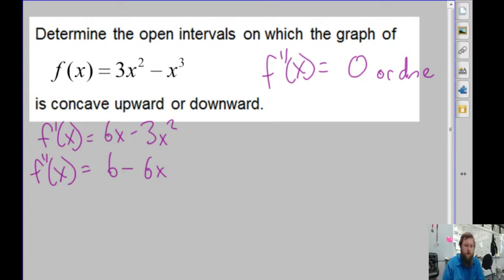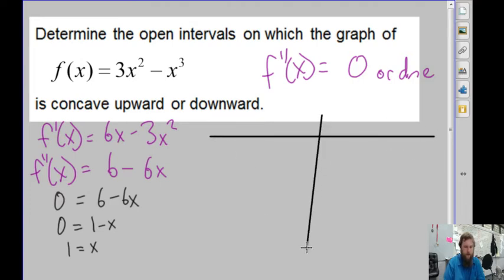Okay, so the critical numbers are when this is 0 or does not exist. 6 minus 6x, it'll never not exist. It's just when this is 0. So 0 equals 6 minus 6x. And if we're going to solve for this, I'm going to divide everything by 6. I get 0 equals 1 minus x. So that happens when x equals positive 1. Think of it sort of like a critical number.